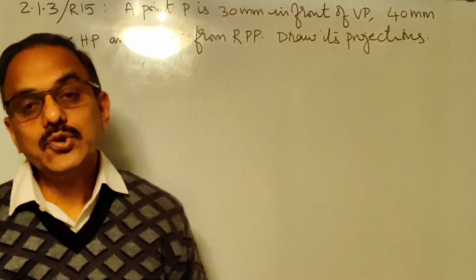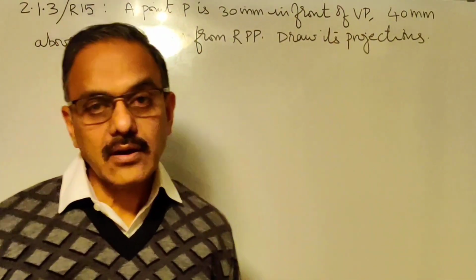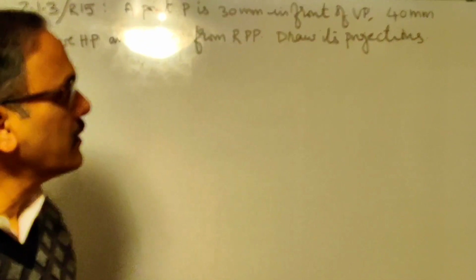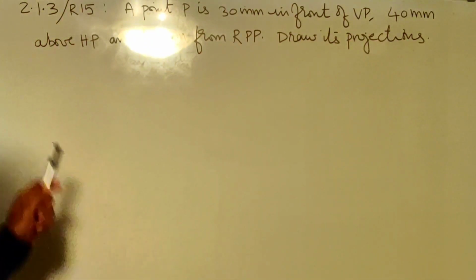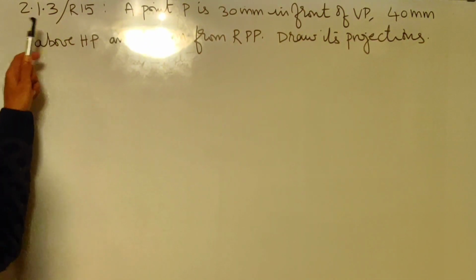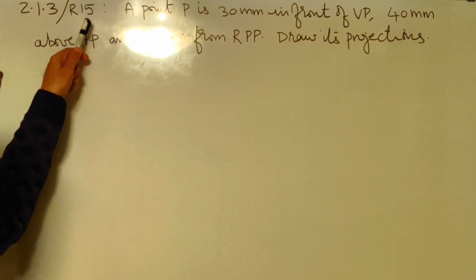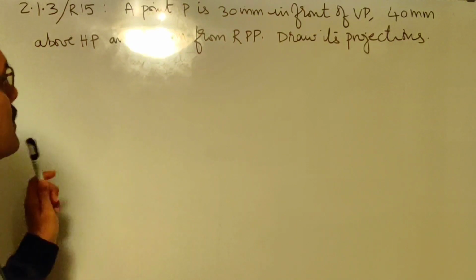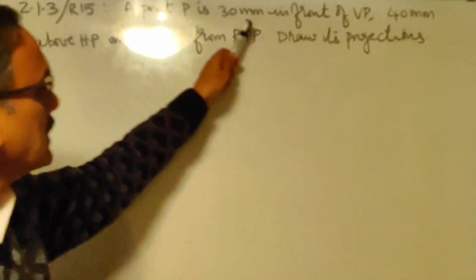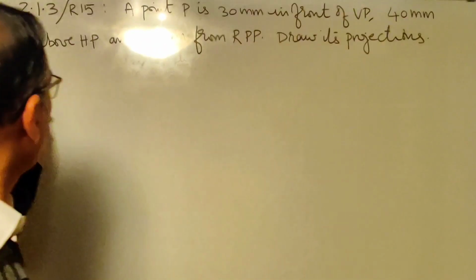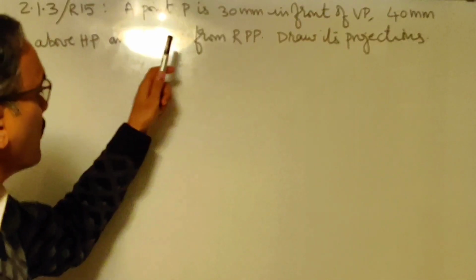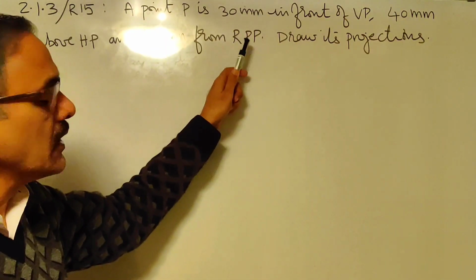Okay students, let us move to the third problem of drawing number 2. The problem goes like this. The problem number is 2.1.3 from your question bank, and the VTU question bank, the reference number is 15. A point P is 30 mm in front of VP, 40 mm above HP and 50 mm from right profile plane.